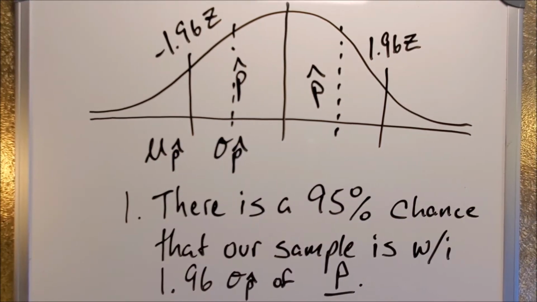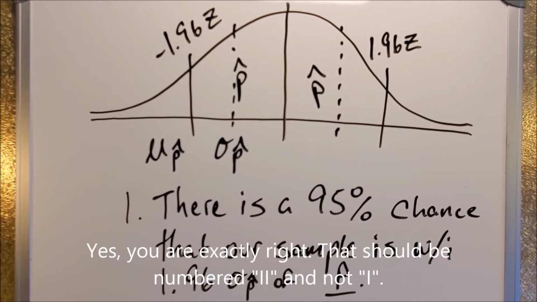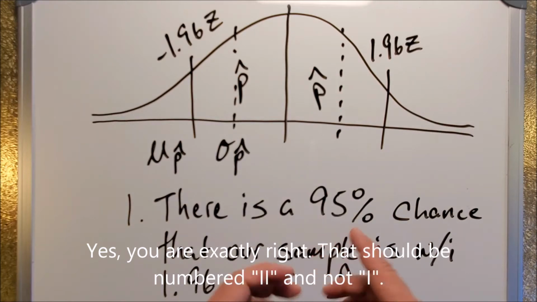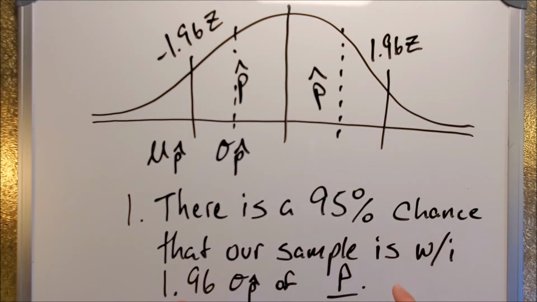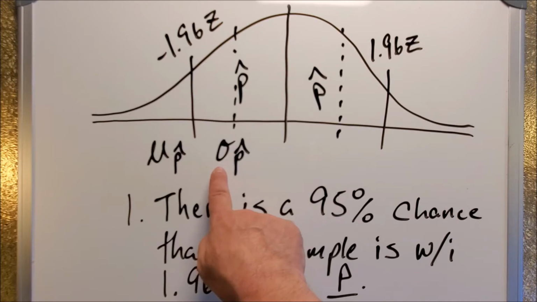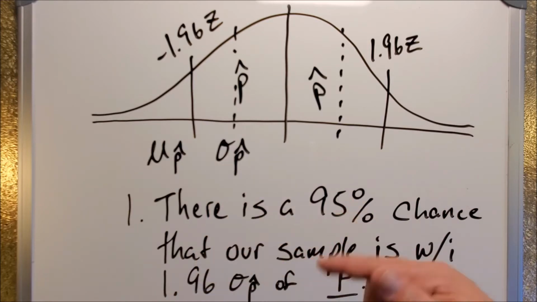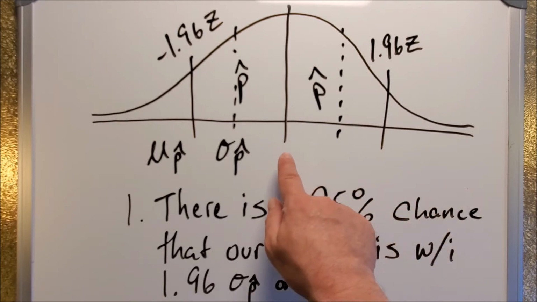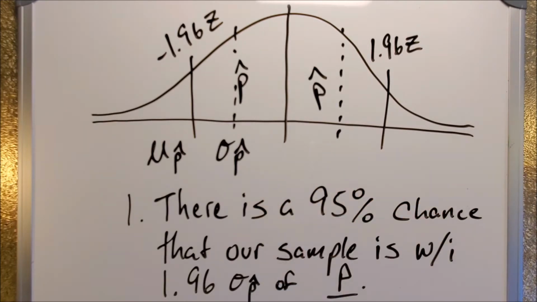Here's the next step in our thinking. If there's a 95% chance that whatever sample we took was among those, then we can equally say that there's a 95% chance that our sample is within the distance of 1.96 sigma sub p hats, meaning standard error is the standard deviation of this thing. There's a 95% chance that our sample is within the distance of 1.96 standard errors of p, the population proportion. That's the mean of this distribution.